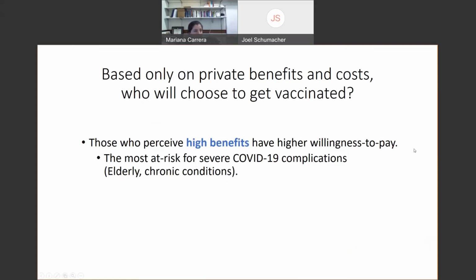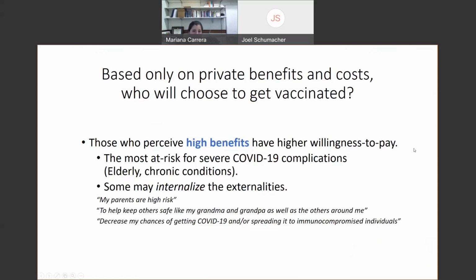Now, another group who perceive high benefits are those who internalize part of the externalities and want to take care of the others around them. So some students might say, I got vaccinated because my parents are high risk, or to keep my grandparents safe, or to avoid spreading COVID to immunocompromised individuals. In fact, part of the national vaccination outreach campaign has been encouraging people to think about protecting their community. But as economists, we realize that people are primarily self-interested, and maybe some of them will do it to protect the community, but we don't want to count on that. We want to think about the individual level private costs and benefits.